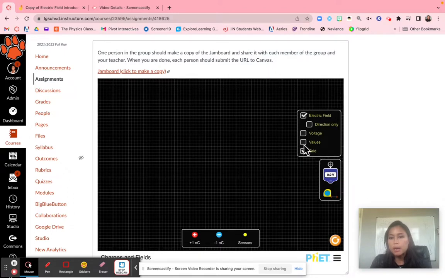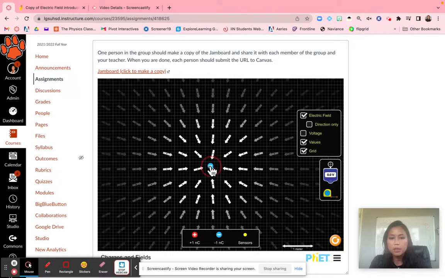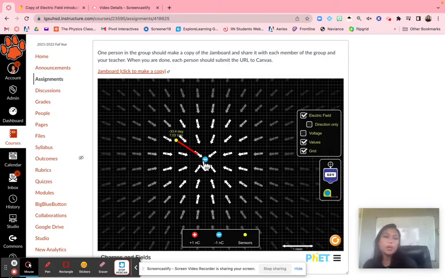You'll always want to add grid lines and values. Those are always helpful. Positives, if you want to take it away, negatives, and of course, this is a positive test charge, which shows the magnitude and direction of your force when you have a positive interacting in an electric field. So, you're going to take your screenshots as I showed you before.